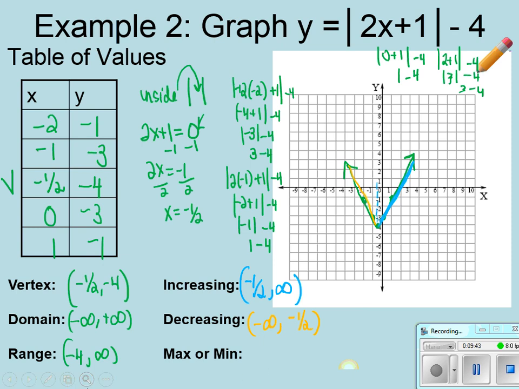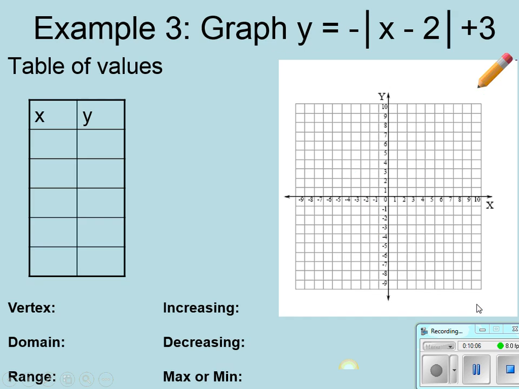And then the minimum or maximum value, in this case we have a minimum. The minimum is negative 1/2, negative 4. Negative 1/2, negative 4. All right.